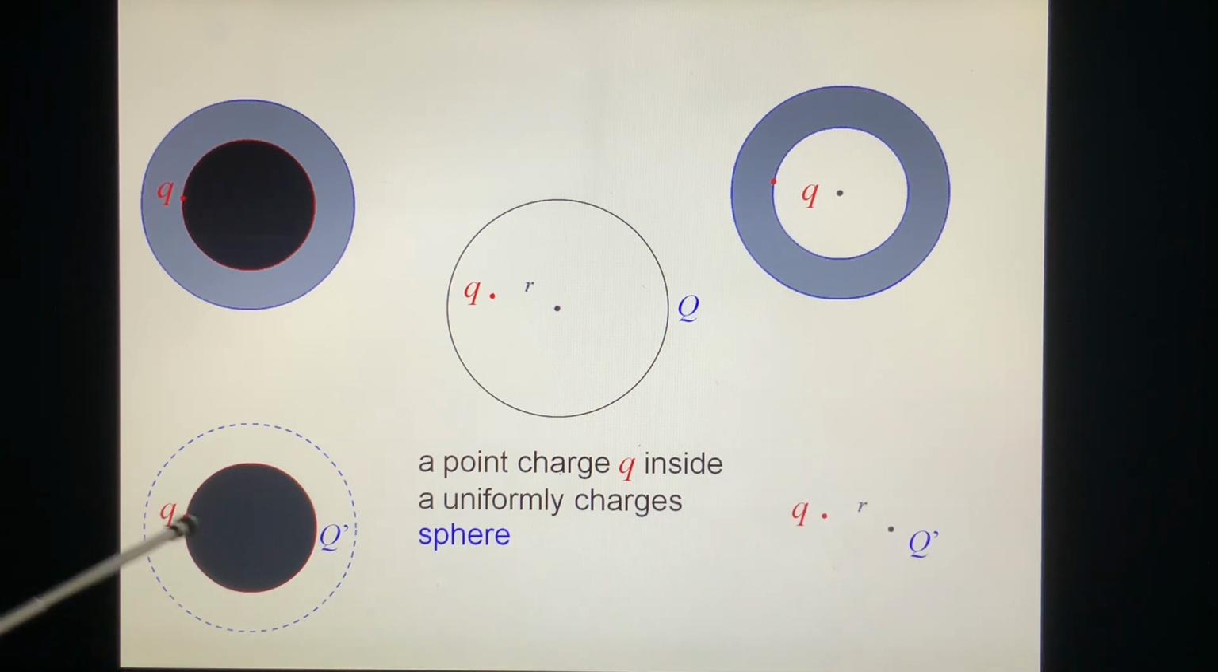Every shell is concentrated at this one, so it becomes this point. The charge is Q prime, the whole charge of this solid ball. We can treat it in this way.